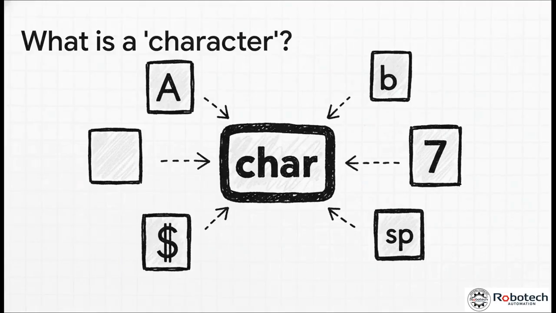Now, you might be thinking a character is just a letter, like A or B, but in programming, it's a bit broader than that. A character can also be a number, like 7, or a symbol, like the $ sign. Heck, even a blank space counts. Every single one of those is considered a character.